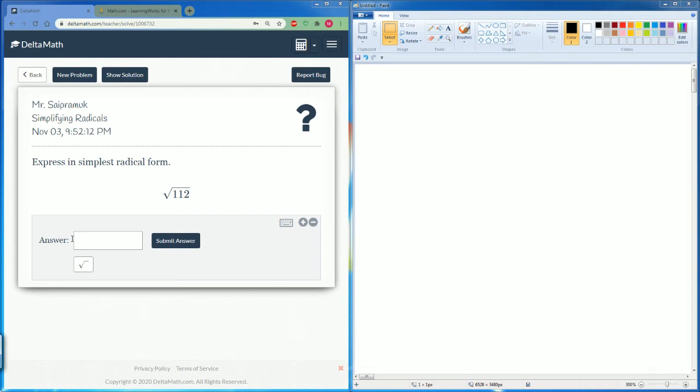Welcome to the DeltaMath tutorial on simplifying a radical. The question asks, express in simplest radical form. Here we have the number square root of 112. We want to break it down using our perfect squares.